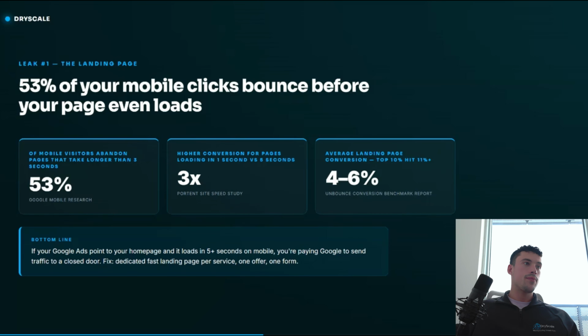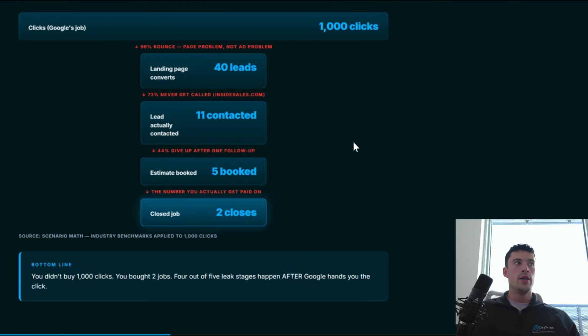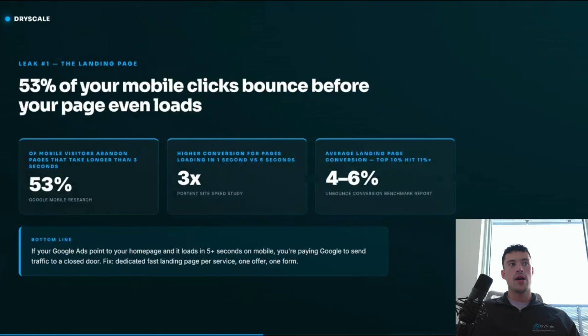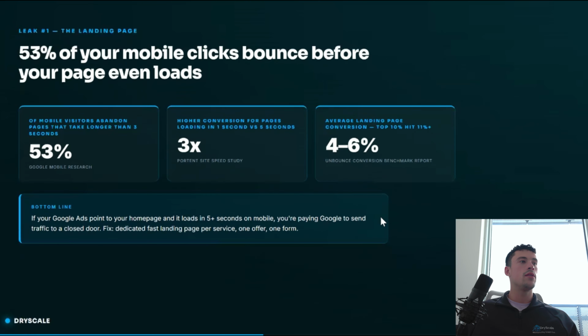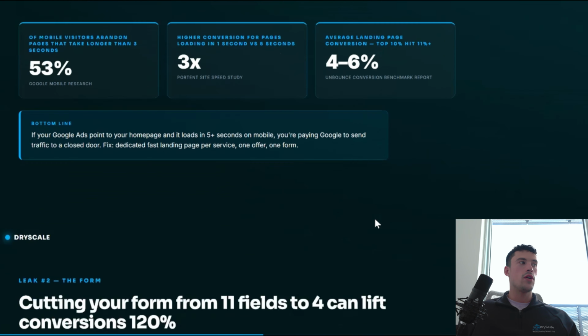Everything after the fact is very much ignored by a lot of contractors because they just aren't aware of it. And typically 4 to 6% is the average landing page conversion. Top 10% are usually hitting 11% plus. And so 4 to 6% is very typical, right? Which is why we use the 4% number up here when breaking this down. But when optimized, you want to be seeing a 10, 11, 12, 15% conversion rate, and that puts you in a very, very profitable position.